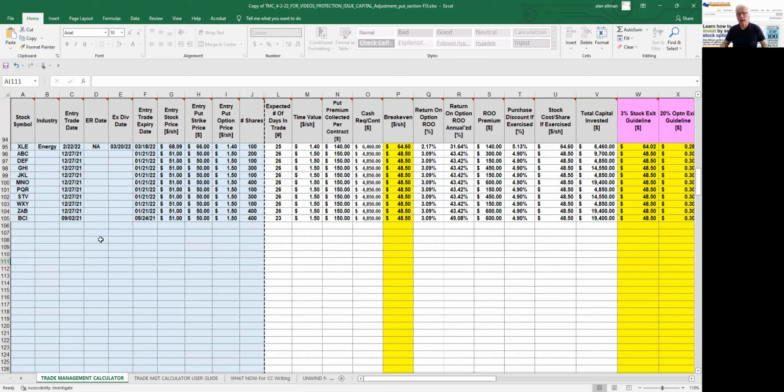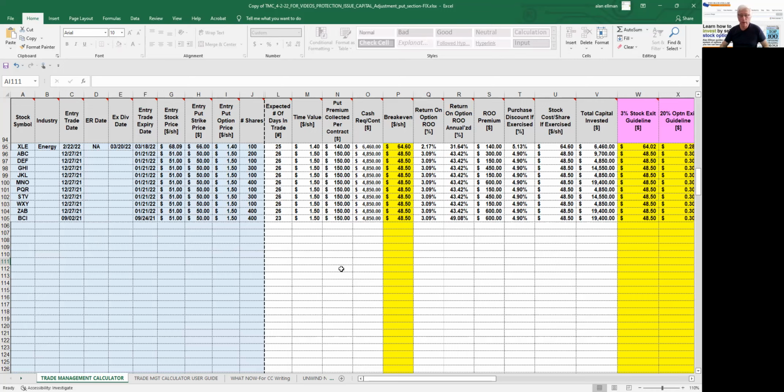So I want to get back to something I mentioned before, and that's the adjustment section of the spreadsheet. If we're using multiple exit strategies in the same contract month, then we have to enter the second adjustment in another line on the spreadsheet.